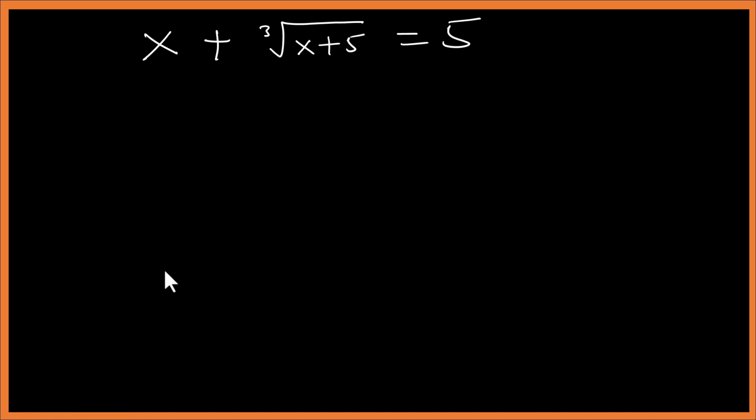All right, let's provide the solution to this question. Okay, so we have x plus cube root of x plus 5 equals 5. Now let's observe this question well. Now we have x plus 5. So can we get x plus 5 here so that we take it out?